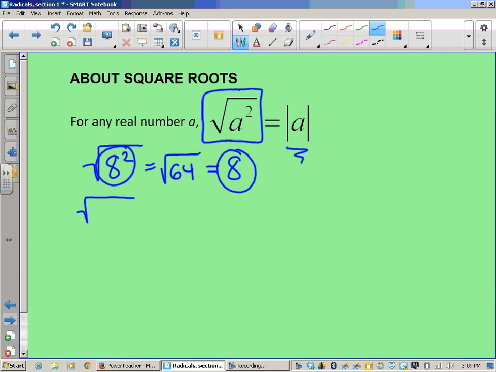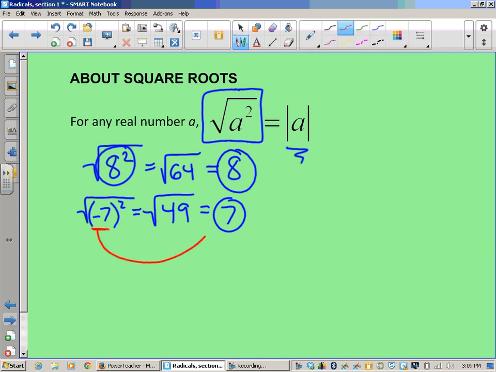What if we took the square root of negative 7 squared? Think about what would happen in this example. Well, negative 7 squared, we know, is 49. Well, we know the principal root of 49 is 7. So even though we started with negative 7, this whole thing simplifies as positive 7. That's why we need the absolute value bars here. So whether we have a positive or a negative under that radical sign, as the radicand, we want to make sure we take the absolute value.